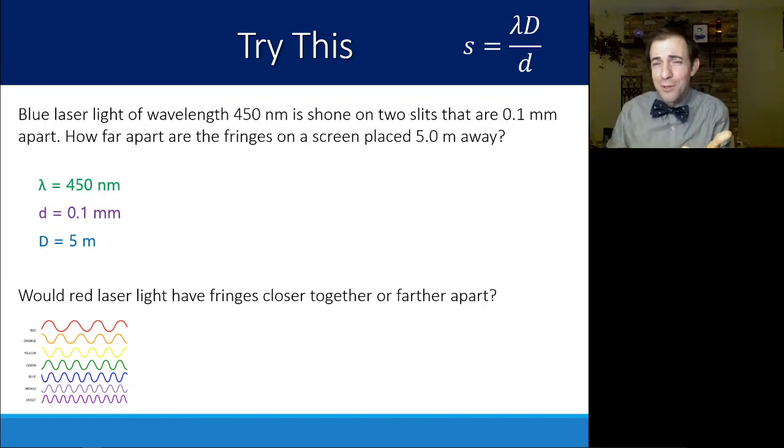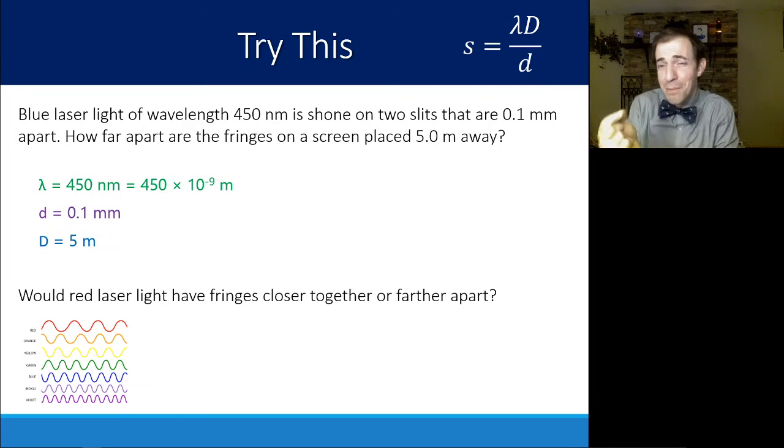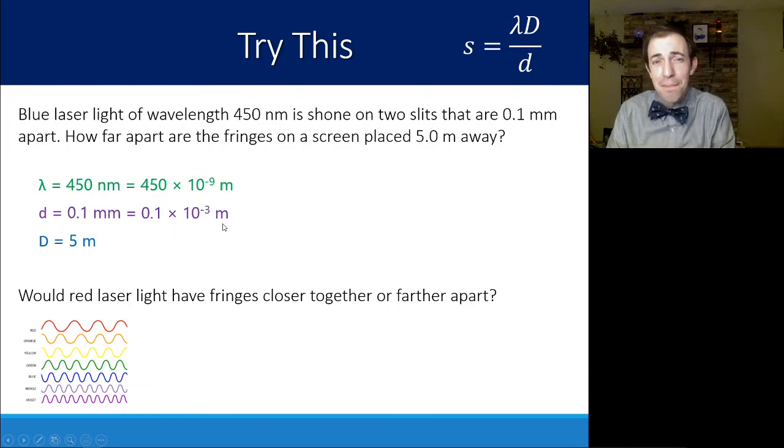I want to convert all of these into the same unit. It doesn't matter which one you choose, but I recommend choosing meters in this case. So 450 nanometers. Nanometers is 10 to the minus 9th. So I'm just going to multiply that by 10 to the minus 9th. That would be a very small number of meters, and that checks out. A wavelength would be a very small number of meters. So 450 times 10 to the negative 9th is fine. I don't need to make that standard scientific notation and put a decimal there. I can leave it as is. Same thing here. Millimeters is 10 to the minus 3, so I have 0.1 times 10 to the minus 3 meters. Then I can leave 5 meters as is.